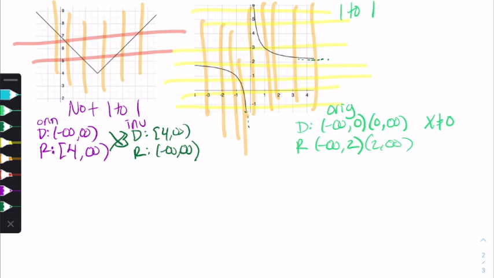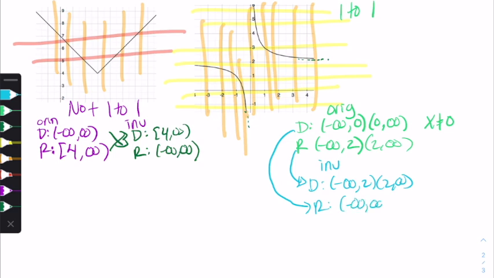Well, now I want it for the inverse. So again, the domain of the original goes to the range of the inverse, and the range of the original goes to the domain of the inverse. So that means our domain of the inverse is going to be negative infinity to 2, and from 2 to infinity. And the range is going to be negative infinity to 0, and 0 to infinity. So that's how you find the domain and range for your inverses.